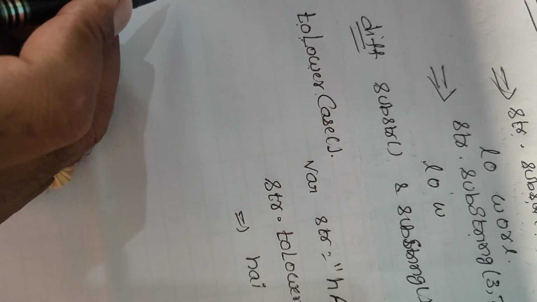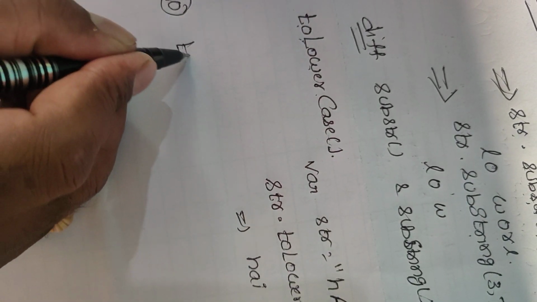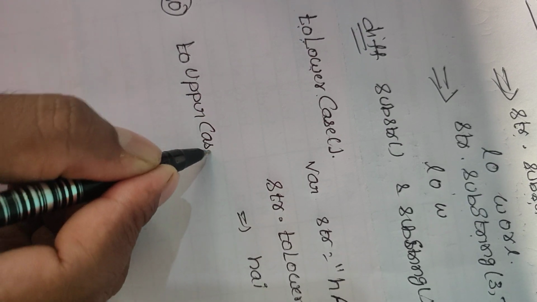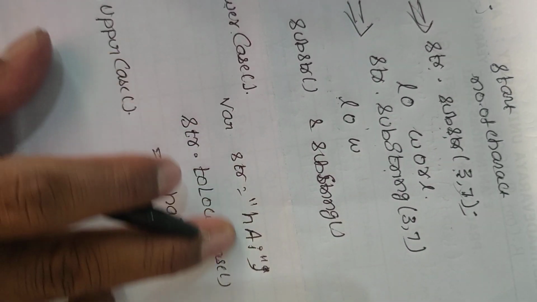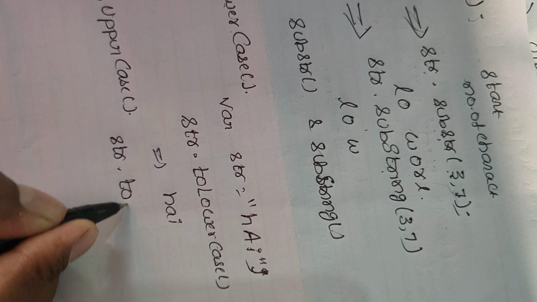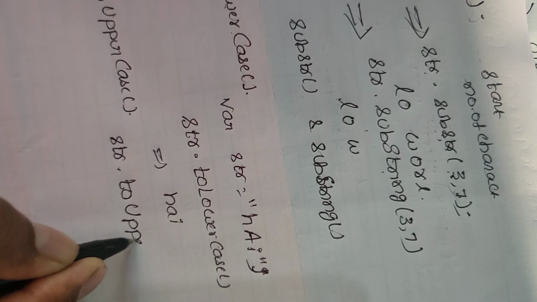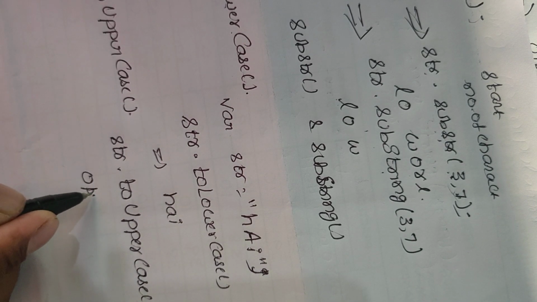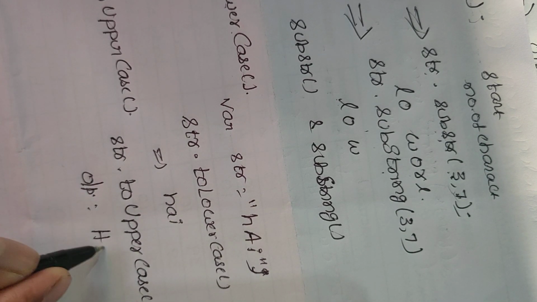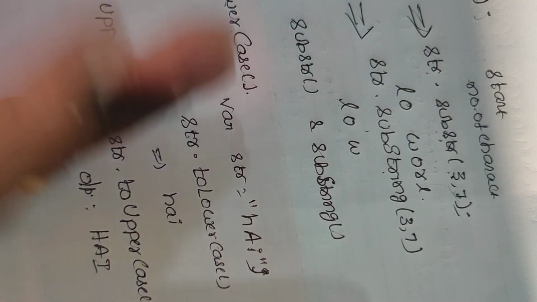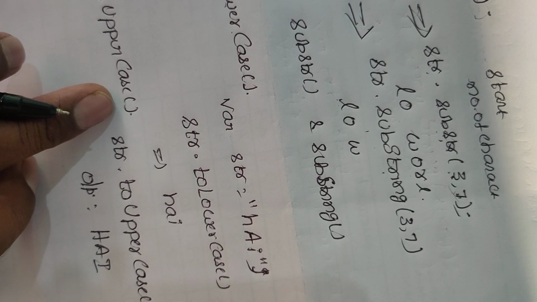Okay, the next and last one is toUpperCase. With the same example, str is equal to hai, now I write str.toUpperCase. Then what is the output here? Simply we get all letters as capitals. That means if we want to convert from lowercase to uppercase, then we use toUpperCase.